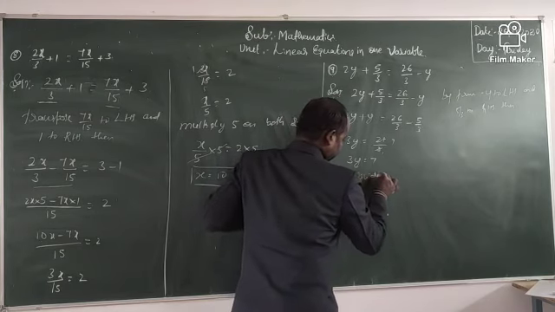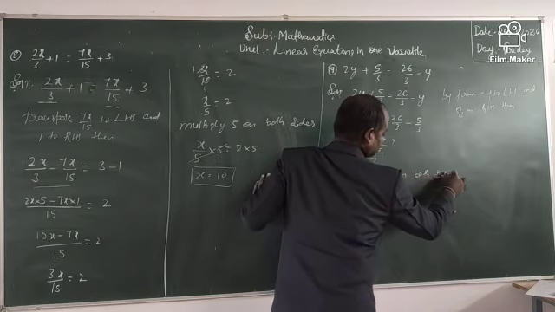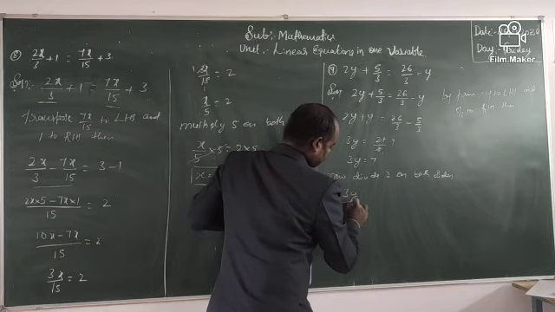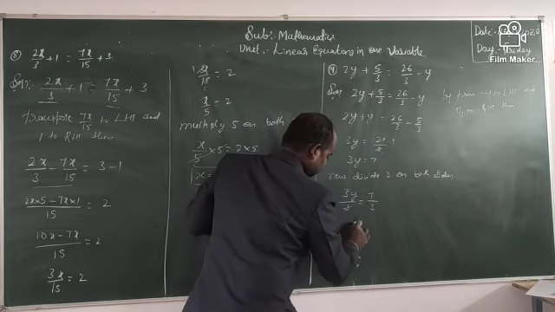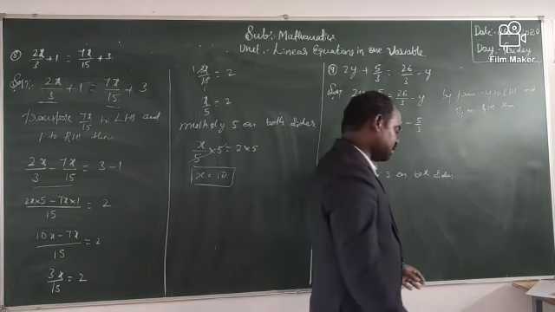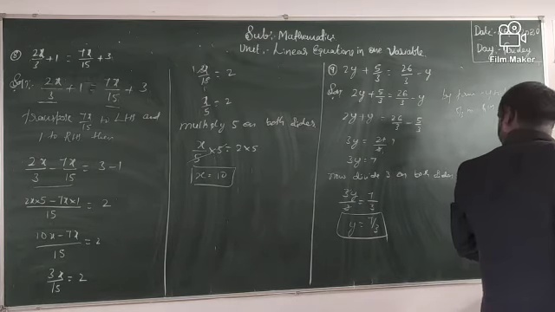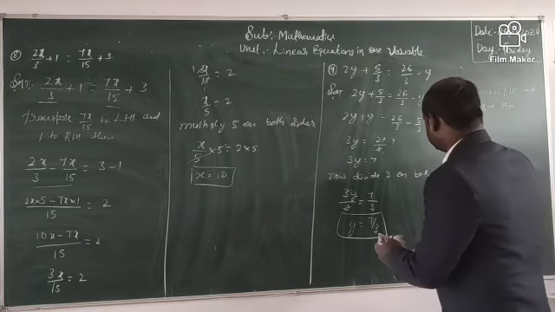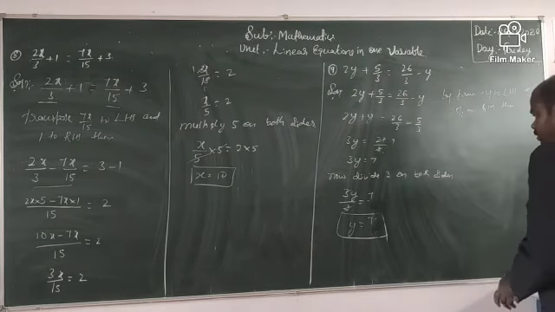Now divide 3 on both sides. Then 3y by 3 is equal to 7 by 3. 3 gets cancelled. Therefore y equal to 7 by 3. And verification, you have to do your verification. Yes, see, you will get only 7. y equal to 7.